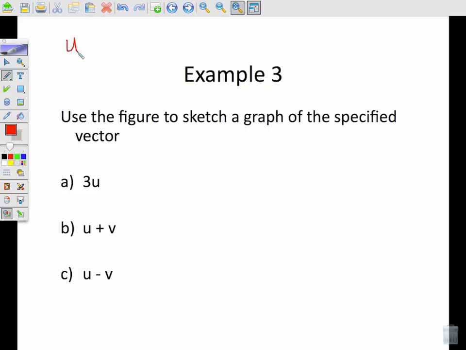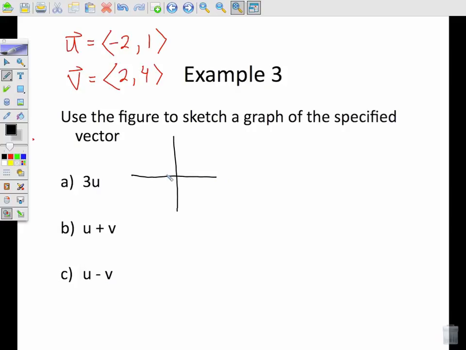Before we begin though, our vector u here has component form of -2, 1. Okay, and vector v has component form of 2, 4. Okay, so let's first do 3 times u. So 3 times u would look like this.